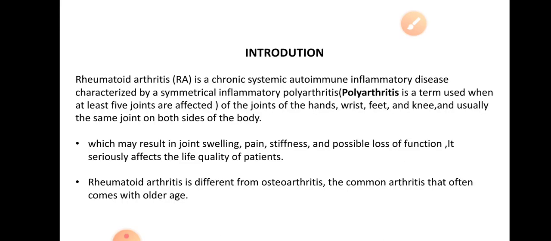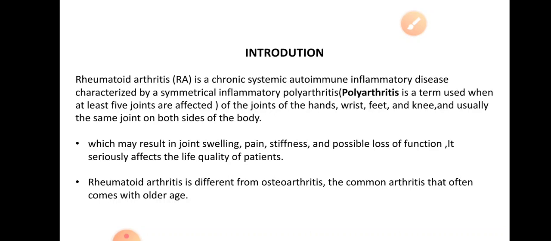Next, moving on to the introduction. So here you can understand what is rheumatoid arthritis in detail. Rheumatoid arthritis is a chronic, systemic, autoimmune inflammatory disease characterized by a symmetrical inflammatory polyarthritis. So polyarthritis is a term used when at least 5 joints are affected, like the joints of your hand, wrist, feet and knee.